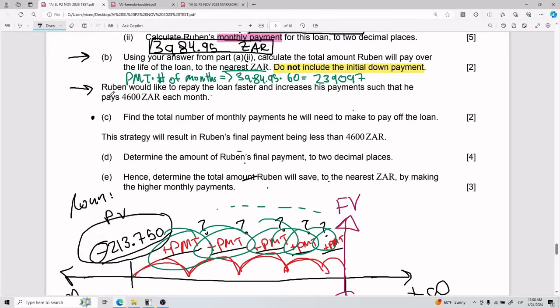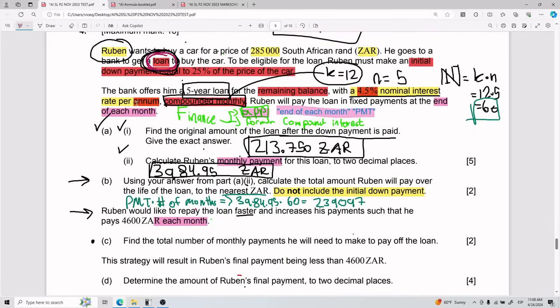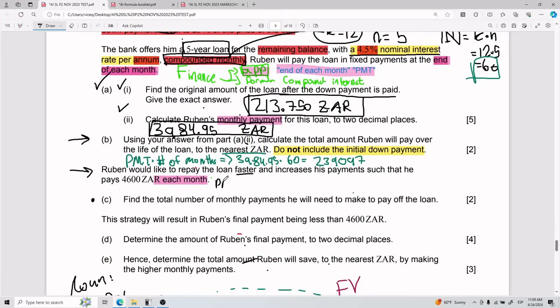So think about it this way. He wants to repay the loan faster and increase his payments such that he pays 4,600 ZAR each month. Now, I did mention that each month was a buzzword. In fact, I mentioned it up here at the end of each month. So we're talking about our PMT. PMT used to be around 3,900. Now our PMT, they tell us, is 4,600. So clearly, he's paying more per month, so his loan should get paid faster. There should be less months in it. That makes a lot of sense.